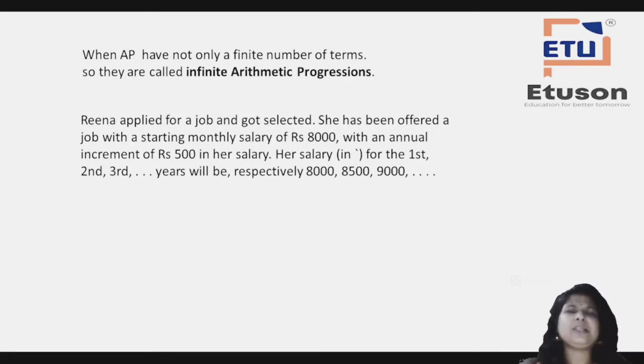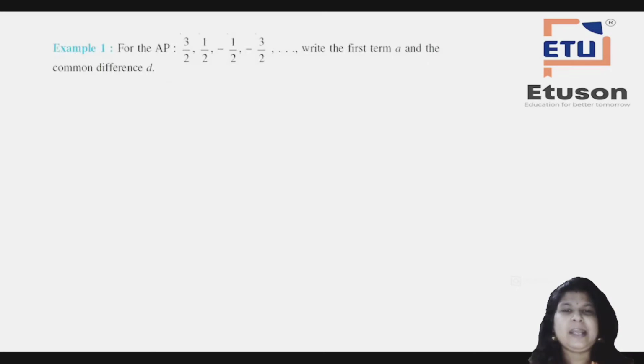Suppose you take the list of natural numbers. There is no end to the list of natural numbers. So these are all examples of infinite arithmetic progression.